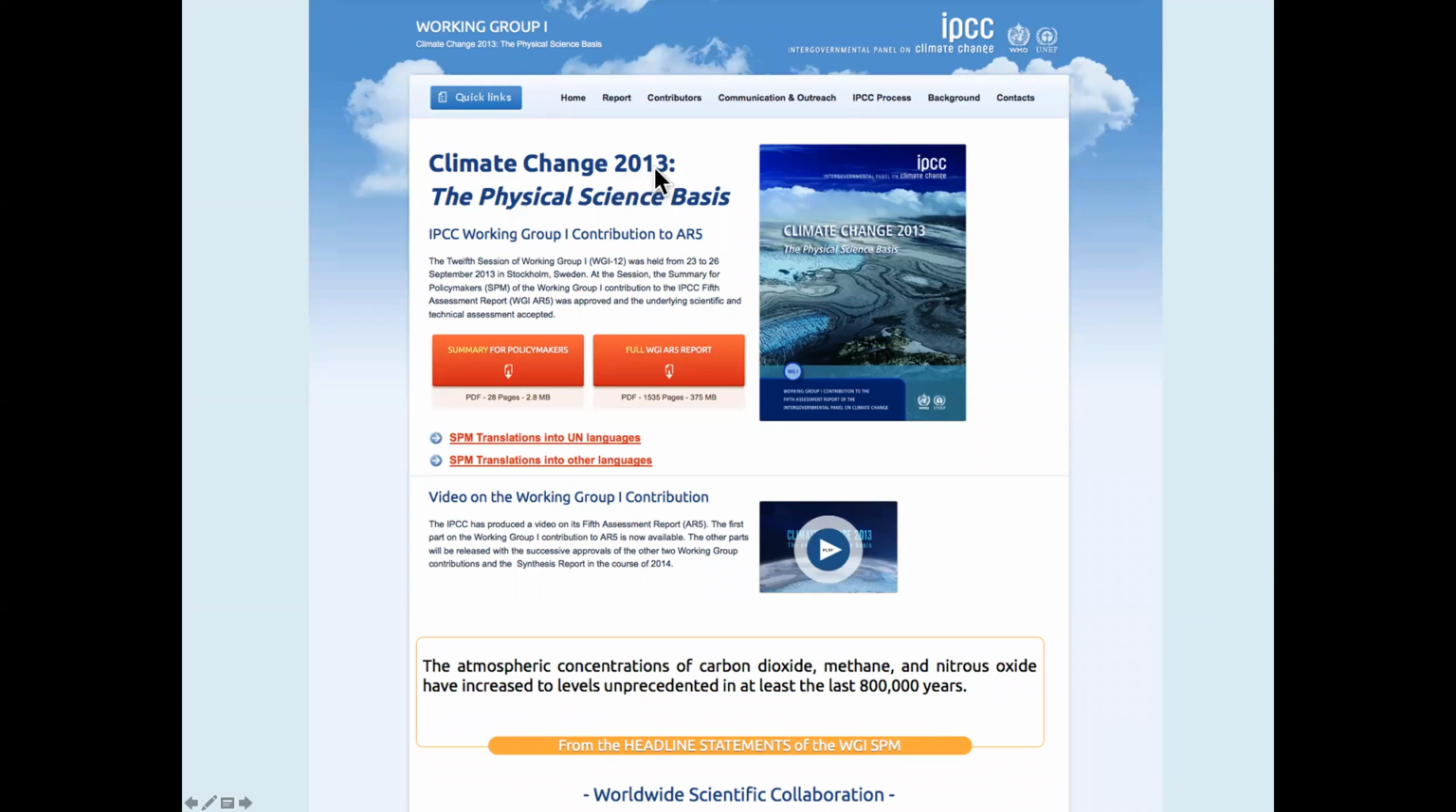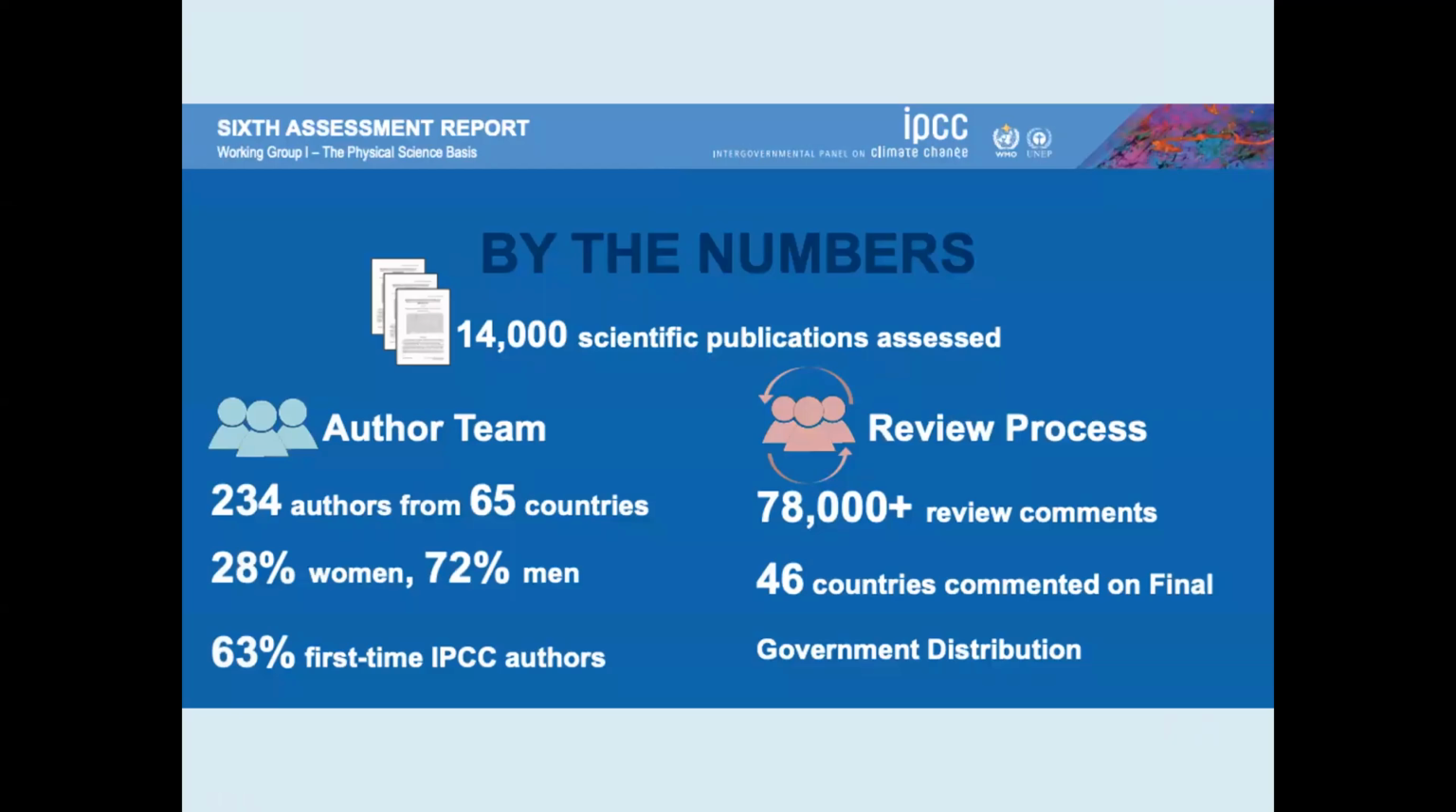Notice 2013. So the 2021 AR6, by the numbers here, you get a sense of how many people, how many countries, what the process is. And notice 14,000 scientific publications were combined into this working group one report. So it's remarkably comprehensive. It is really an administrative juggernaut. It's a beast. So it takes a long time to do it properly.